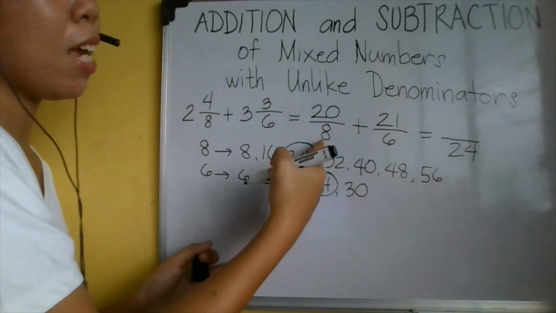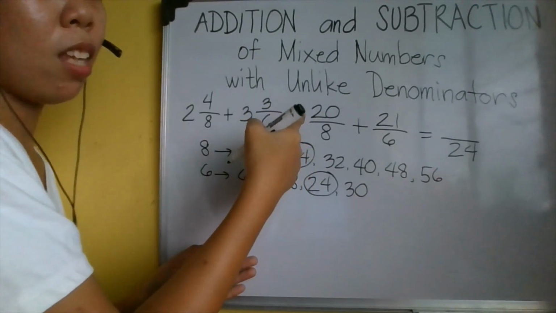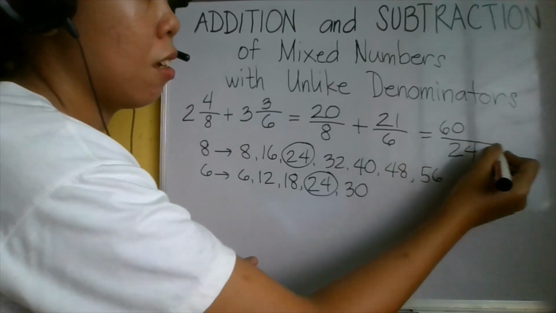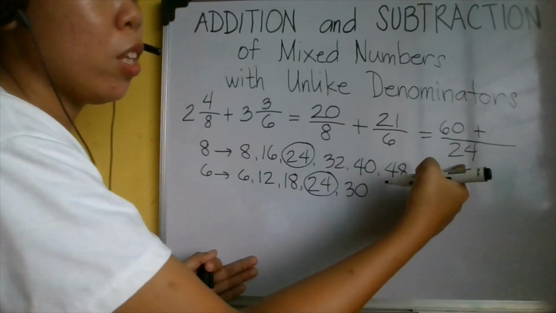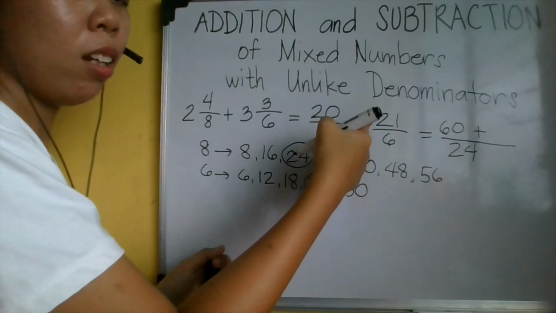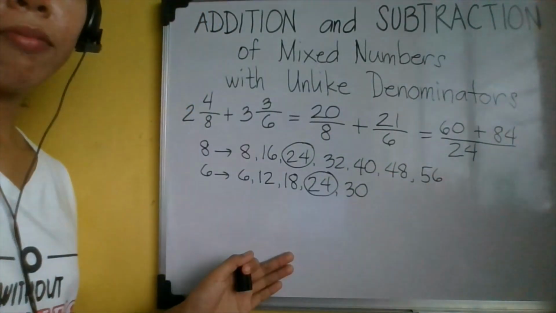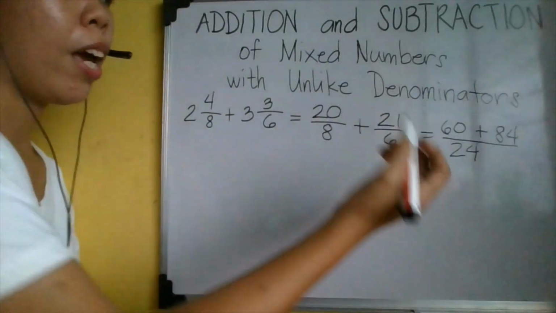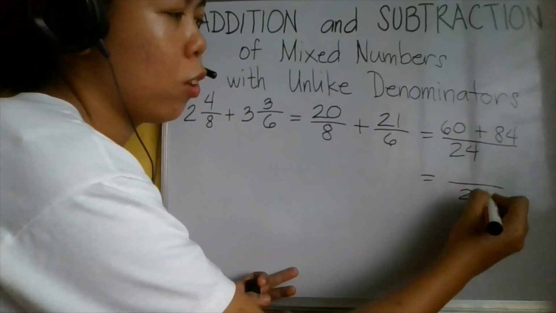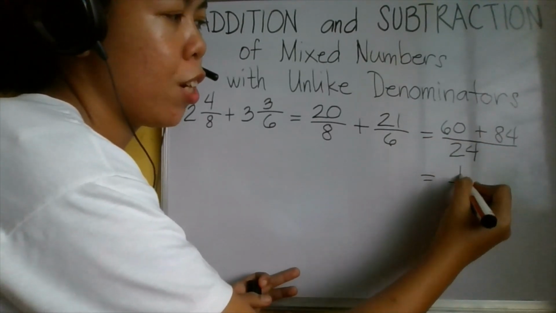24 divided by 8, we have 3. 3 times 20 is 60. So, 60 plus 24 divided by 6, we have 4. Times 21, that is 84. Okay, copy the LCD, then add the numerators. 60 plus 84 is 144.